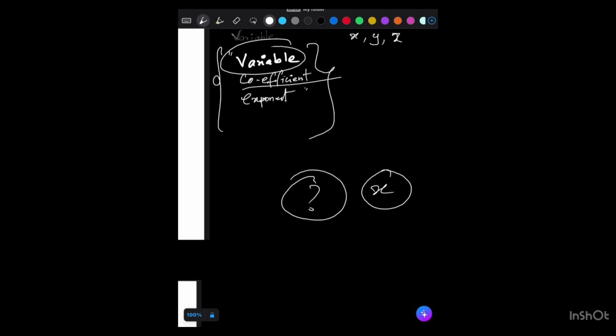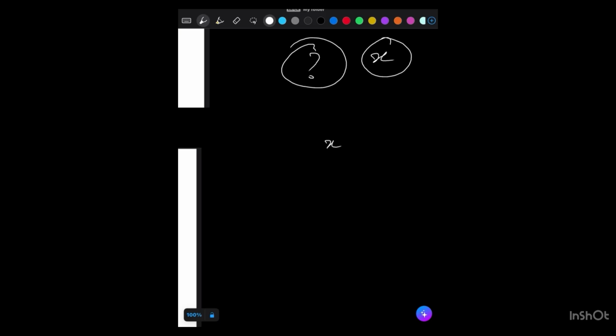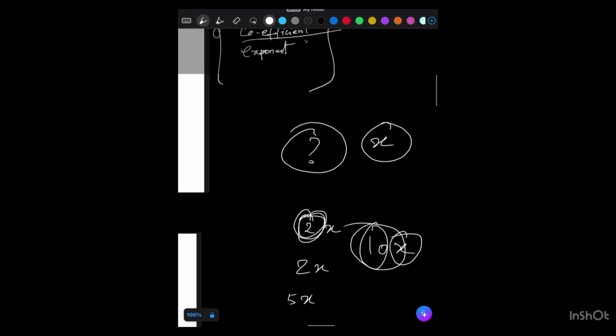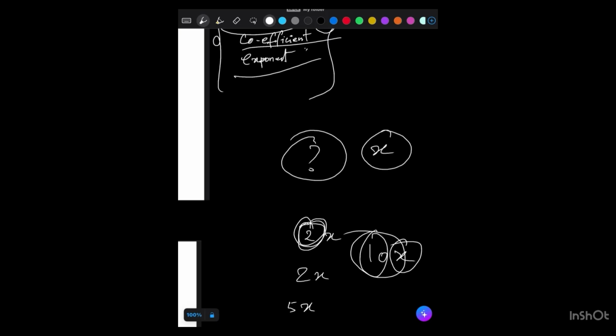Okay, then coefficient. What is coefficient? Coefficient is a number which is attached to a variable. If there is an x, this x is called a variable, right? If there is a 2 along with the x, this particular 2 is called a coefficient. Whatever number, it can be 1, 2, 3, 4, whatever number, when the number is attached to the variable, that particular number is called the coefficient. It can be 2x, it can be 5x, it can be 10x. 10 is called the coefficient and x is called the variable. So you're clear, right?